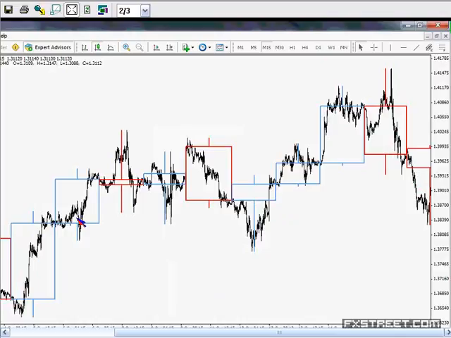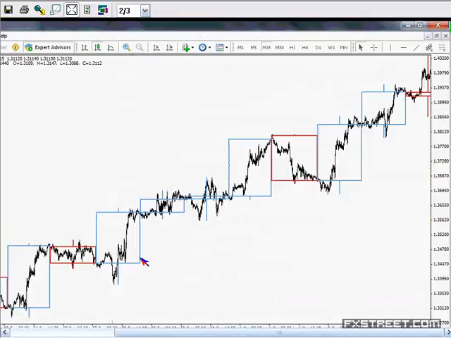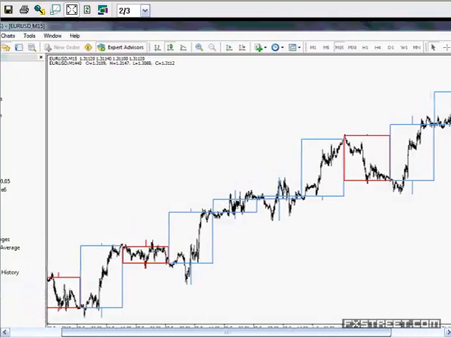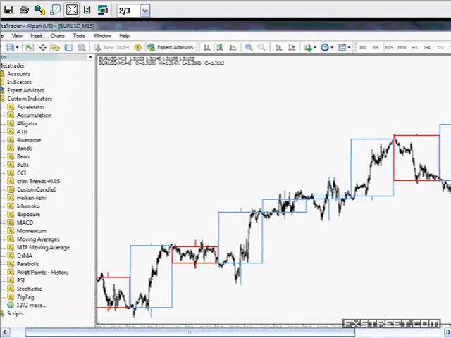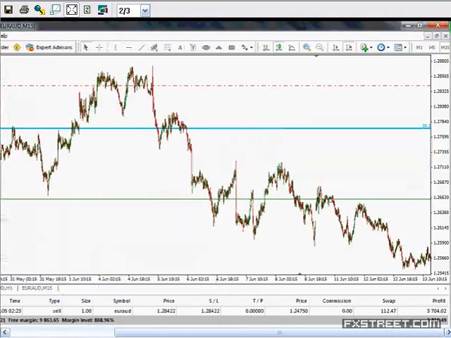So GY is asking my point of entry. My point of entry, GY, minimum is a 15-minute change of trend. Why is that? 15-minute. You're going to get, if we just go to live markets here somewhere. If we just go to, let's go to something different. Let's go to the Aussie dollar right now.